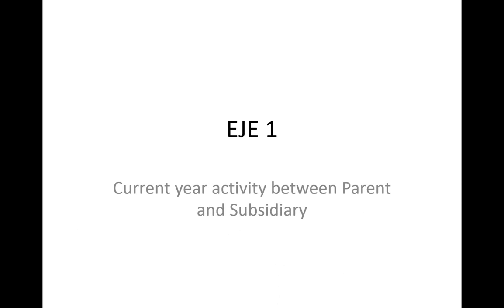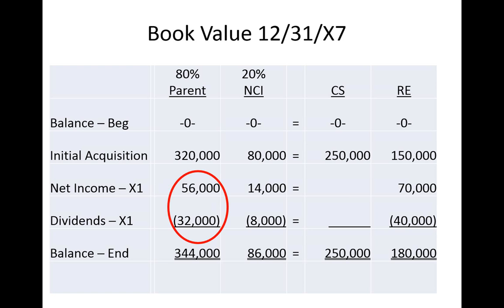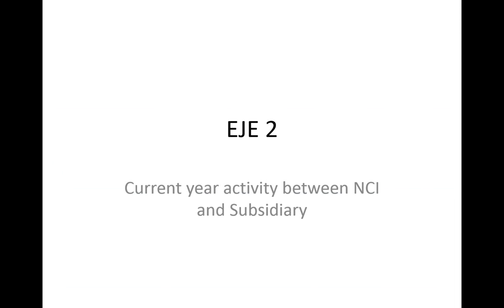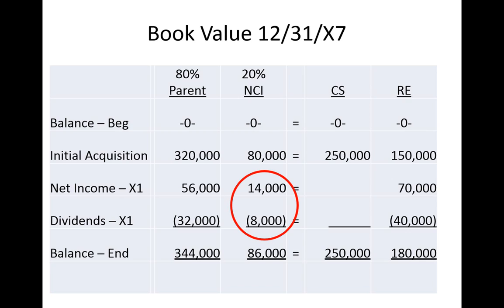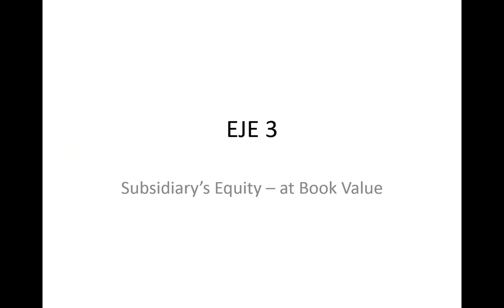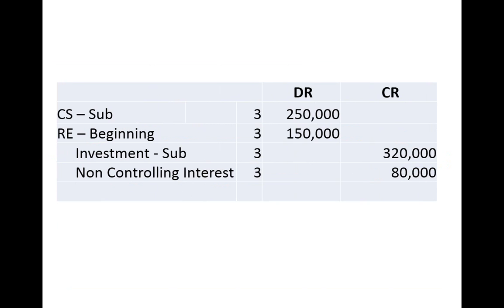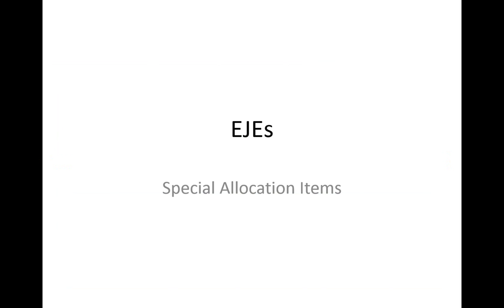We'll start at the beginning where we have the current year activity between the parent and the sub, which you can see we get from the book value schedule to get the EJE, and the NCI comes from the book value schedule as well. So does the subsidiary's equity. You can go and look at the PowerPoint lecture notes for EJE 1, 2, and 3 if you need to as you review. Let's focus on the special allocation items, and in this case there's more than one.